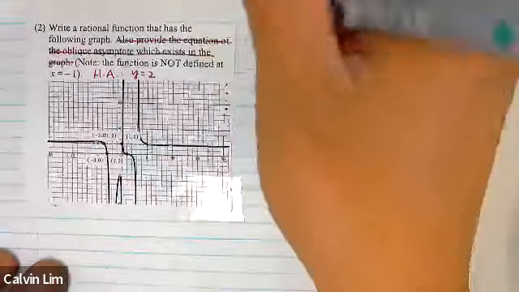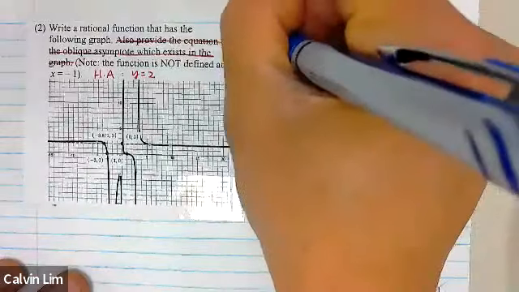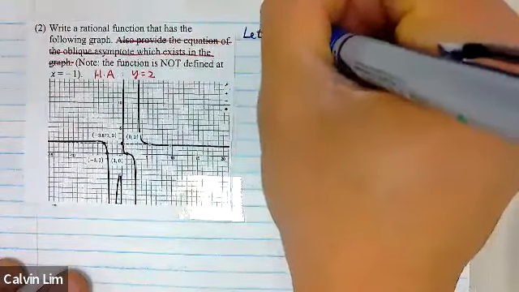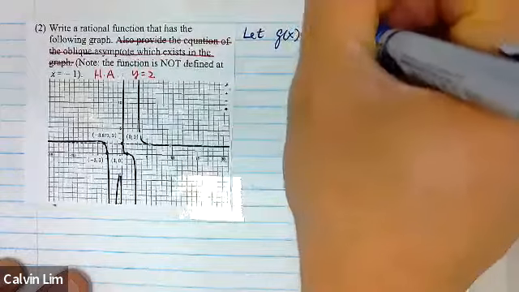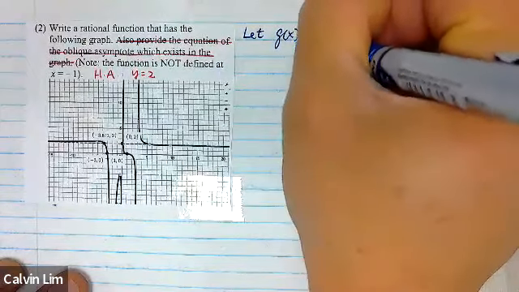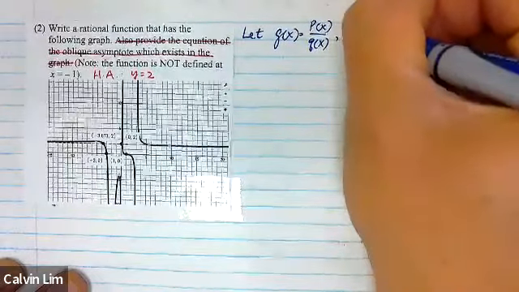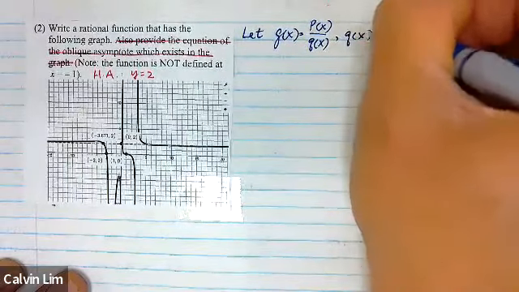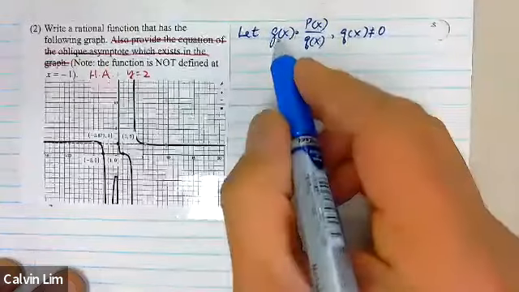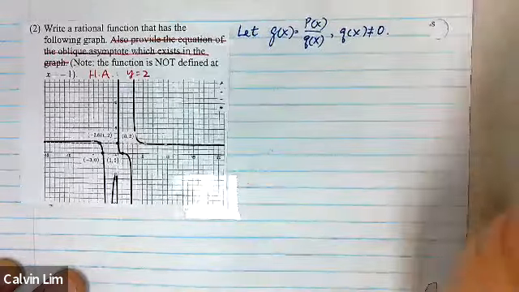So same thing. I'm gonna let g of x be p of x over q of x, but q of x cannot be 0. So let g of x be that function, right?